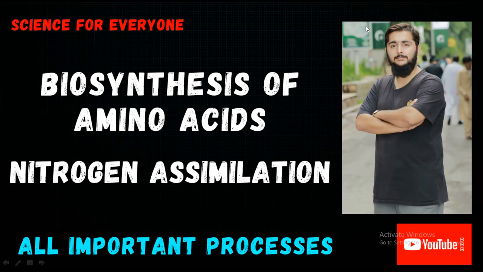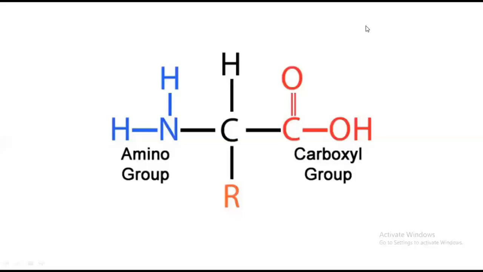Today in this video, I will discuss a very important topic that is related to the biosynthesis of amino acid, and the name of the topic is nitrogen assimilation. As you know, if you look at the structure of an amino acid, there is an amino group. This is an amino group that is present in the 20 amino acids. So the question arises: where does this amino group come from?